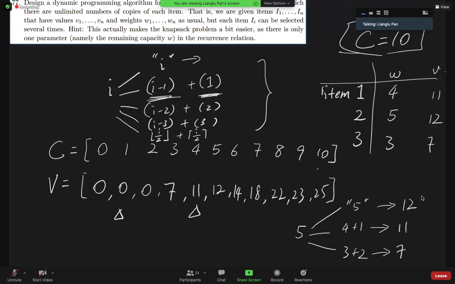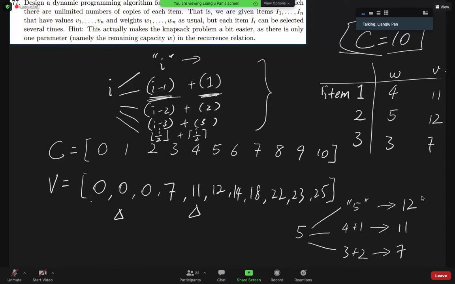Now, if we consider the time complexity of this approach, at the very beginning, we have an array containing n elements, where n is the capacity plus 1. And then we also created an array called V, having n plus 1 elements.